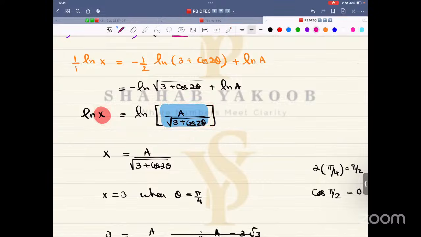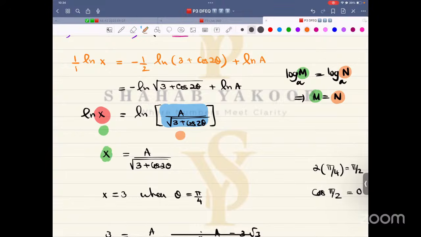We apply this knowledge that is over here, which is if I say log m base a equals log n base a, therefore m is equal to n. That is the knowledge that is used over here. So this is m, and this is n. So m equals n, that is the knowledge. This is n, and the green one is this thing. That is how this is applied. This is x, and this whole thing is the origin.